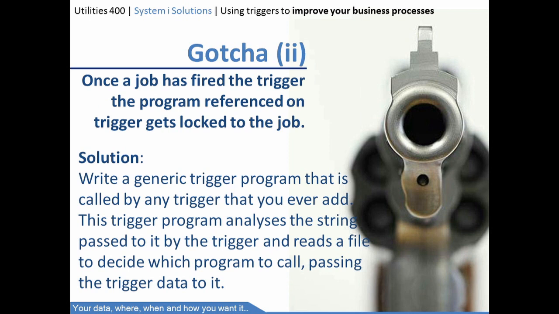Now the second gotcha, and this is quite an interesting one that people don't realize, and they didn't realize when we started doing it. Once you've got a trigger, a program attached to a file, and this trigger has been fired, and a record's got updated or added, and it has called the program, the program that is part of your trigger is then allocated to that job, and that program is exclusively allocated to that job. So it's got a read-only lock on the file. And what that means is you cannot then change that program during the day.